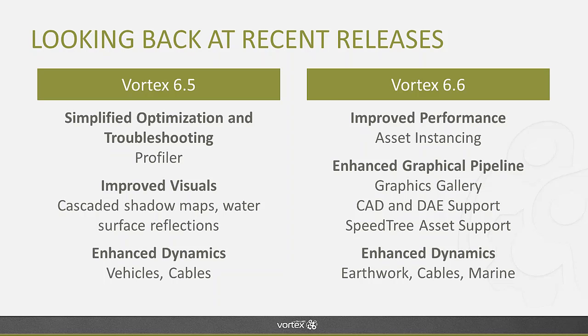Vortex 6.6 also provided significant enhancement to the graphical pipeline. It saw the introduction of the graphics gallery, a new document type that provided you with controls over a few channels and the model layout for your mechanisms. And it also included the new CAD Optimizer add-on. The CAD Optimizer add-on allows you to import CAD models in Vortex and use them as the basis of your mechanisms. Vortex 6.6 also saw the addition of DAE support, so you can create mechanisms from Collada files. And finally, we also saw the support for speed tree assets.